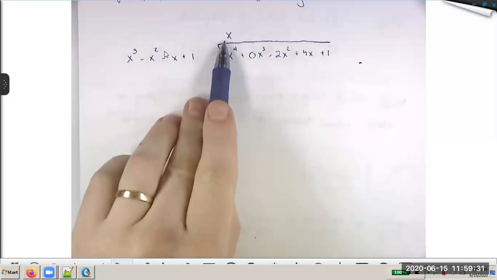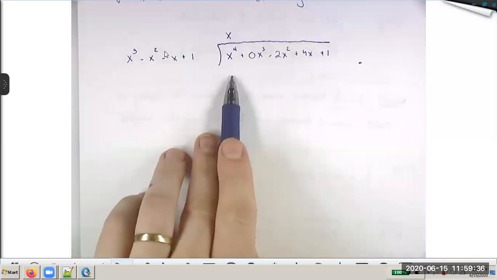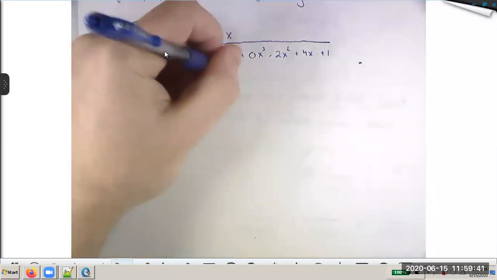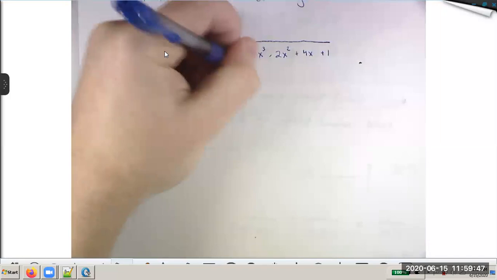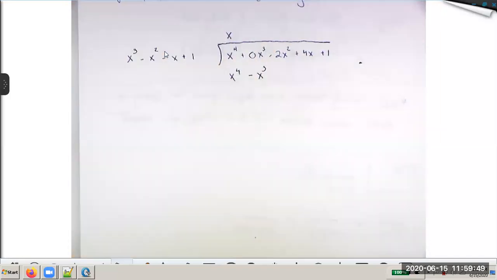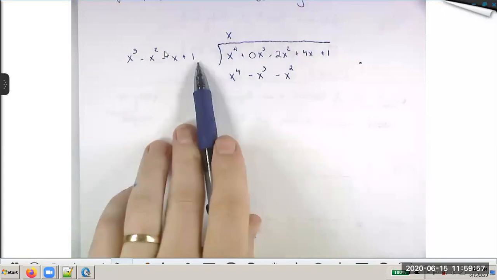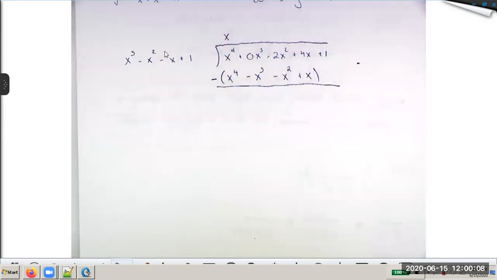Then I take this x and I distribute it to each term here, and I write down what I get here underneath. Again, just like your regular long division algorithm with numbers. X times x cubed is x to the 4. X times negative x squared is negative x cubed. X times negative x is negative x squared. X times 1 is x. And then I subtract the whole row from the row above.